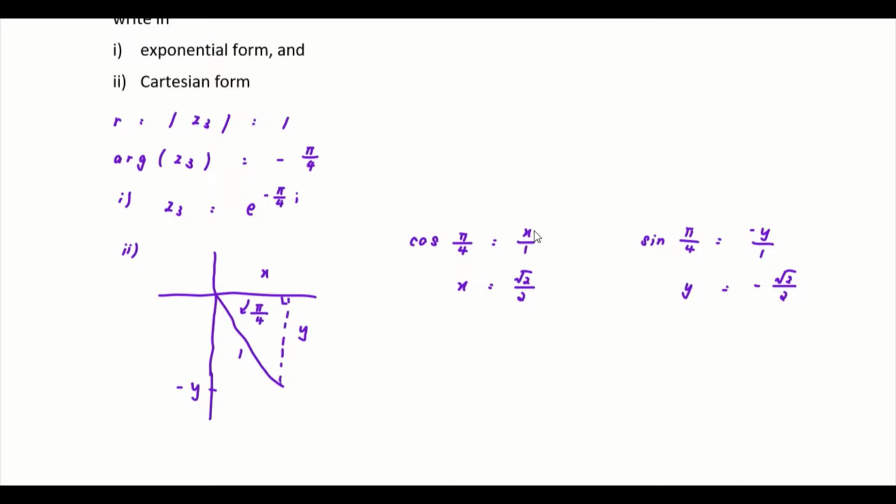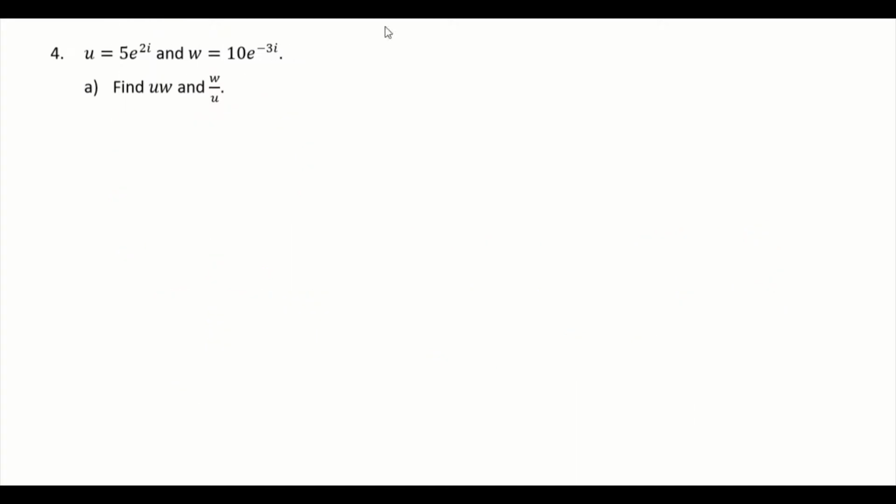Now we have our x and y already, so our Cartesian form will be z3 equals square root 2 over 2, minus square root 2 over 2 i. When you check it, you know that x is positive and y is negative, so the answer is correct. Same thing, you can always use your calculator to check your answer for this question. Okay, let's move on to number 4. Given u is equal to 5e to the power of 2i and w is 10e to the power of negative 3i.